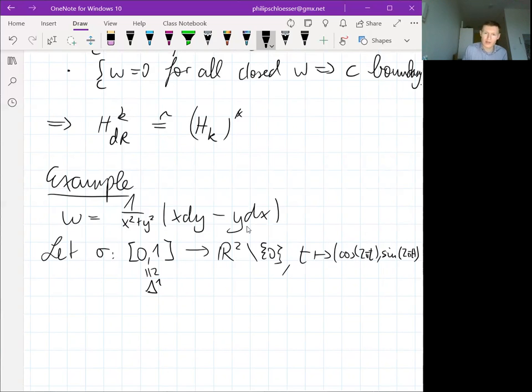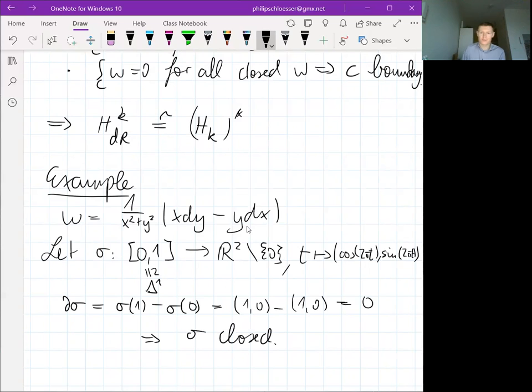Well, now is this thing closed? The boundary of sigma is just sigma at 1 minus sigma at 0, which is the point (1, 0) minus the point (1, 0), which is 0. So yeah, sigma is closed. Sorry, sigma is a cycle.